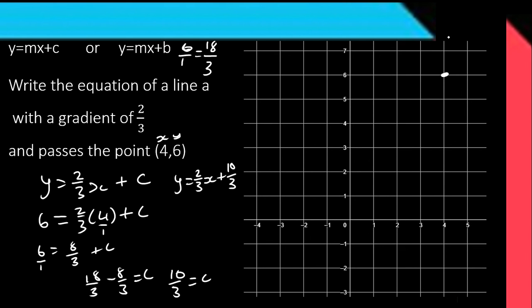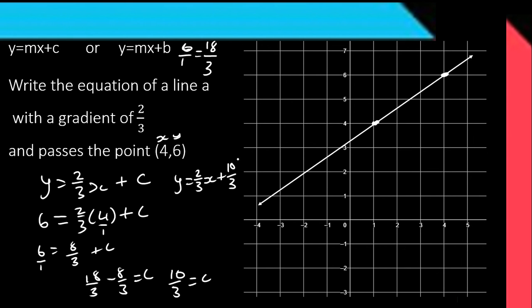So it wants me to rise by 2 and run by 3. But I'm going to go backwards because I don't have any space at the top. So I'm going to go down by 2 and to the left 3. And that's where another ordered pair is. And that is how I can graph the line.